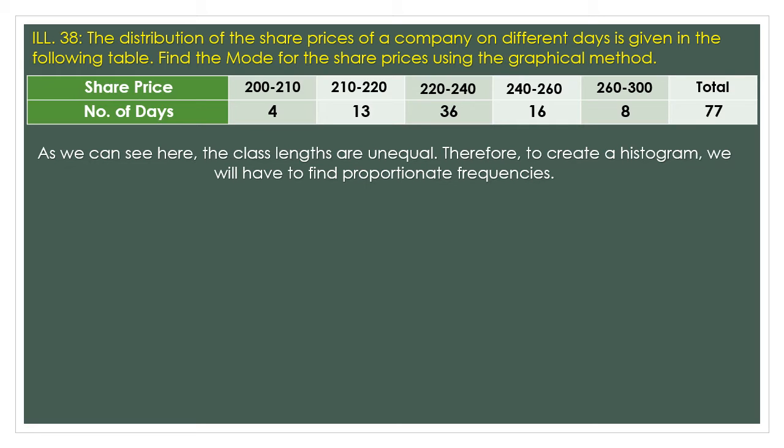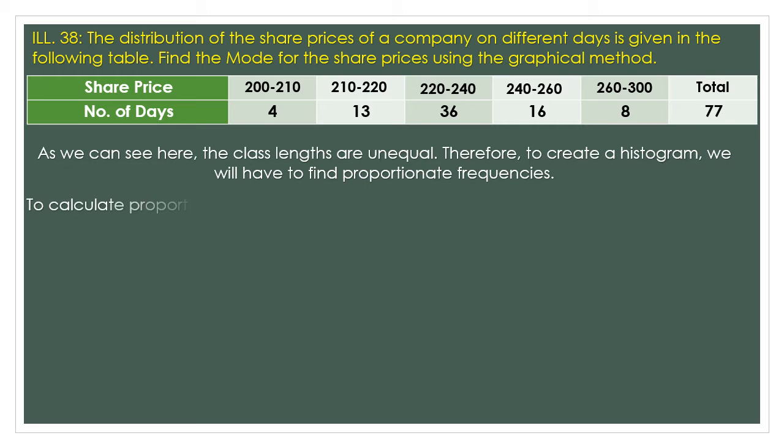Second class has 10 class length and frequency is 13. The third class has 20 class length and frequency is 36. So I will have to convert it according to the 10 class length. Means all of the frequencies should be according to the class length 10, the minimum class length available. Because if the class lengths are more, then of course more number of observations will fall between those classes. So I have to find the proportionate values for all the classes.